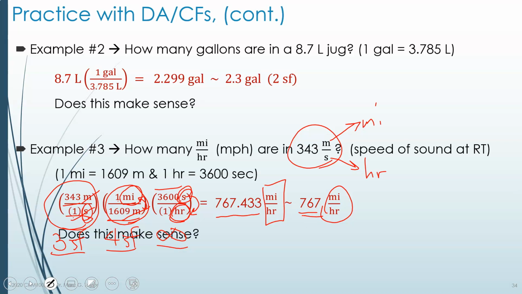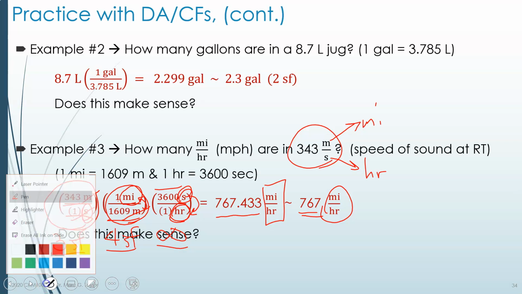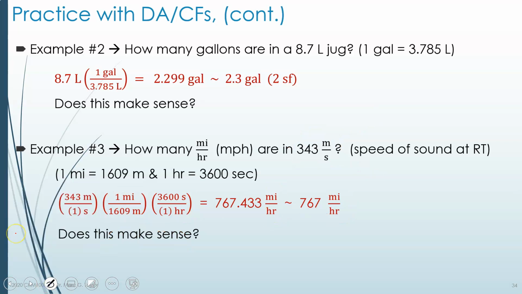So we ask ourselves, does it make sense? Well, yes, it does, at least in terms of the unit. The unit certainly makes sense. Do the sig figs make sense? Yes, it should be 3, and this is 3 sig figs. And now ask yourself, does the number make sense?